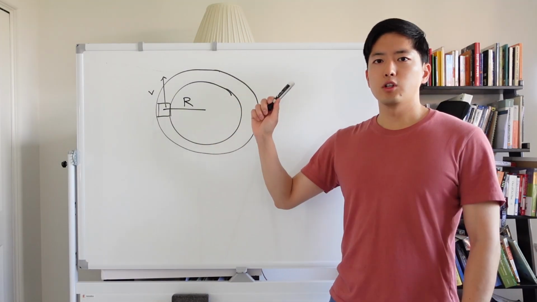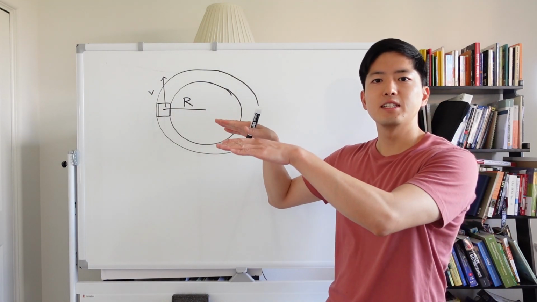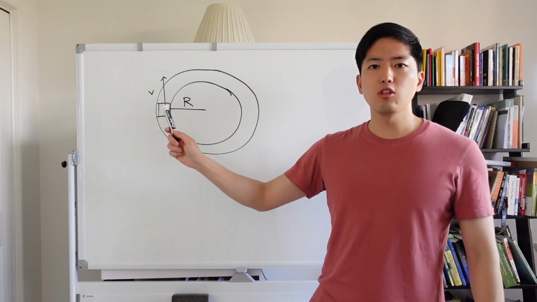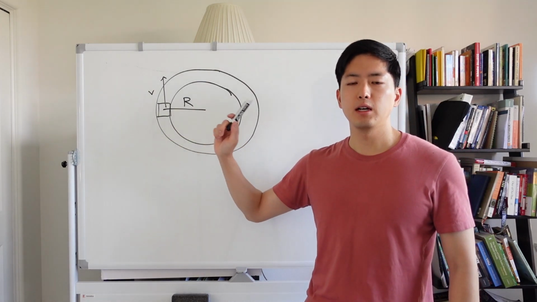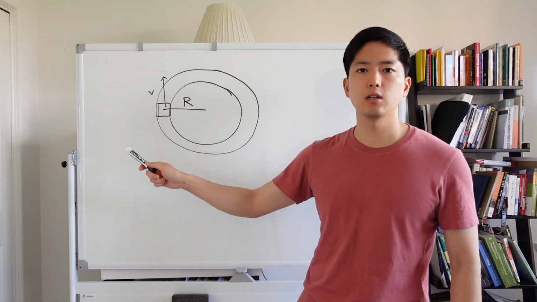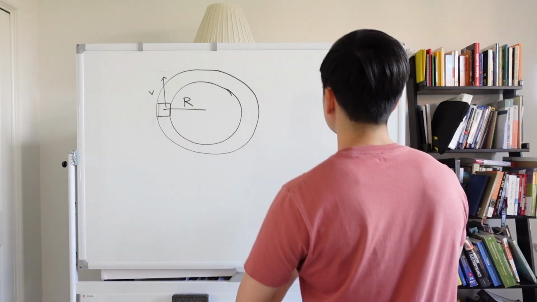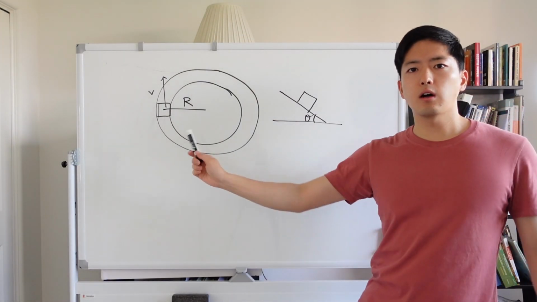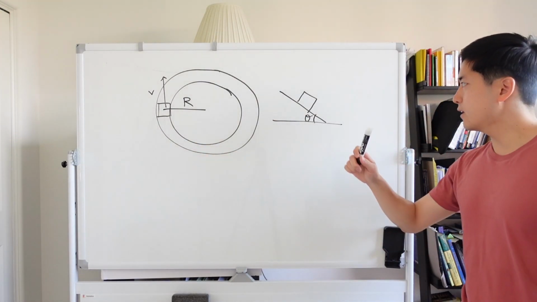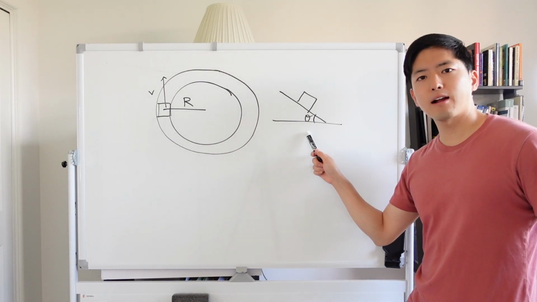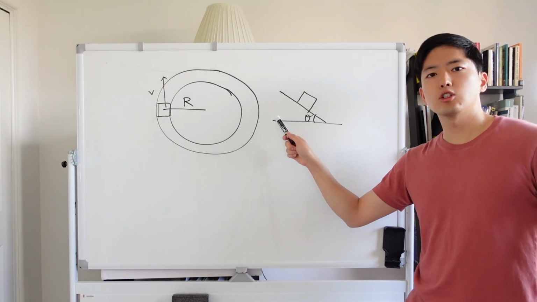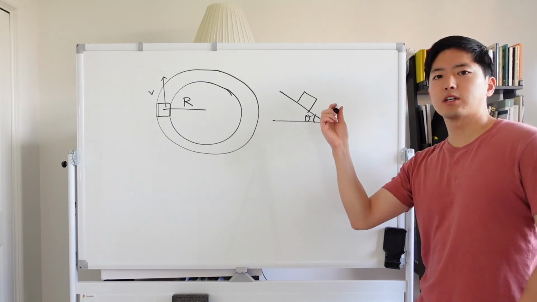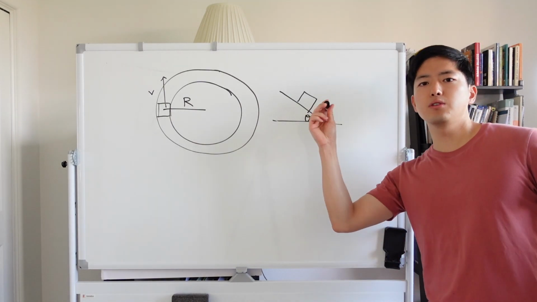Now here's the deal. The track itself is actually tilted slightly inward towards the center of the track. So if I look at the car and the track from a side view, it would look like this. The car on that side of the track, if I look at it from the side, you'll see that the track is tilted at an angle of theta. And so the car in this picture is going into the board.